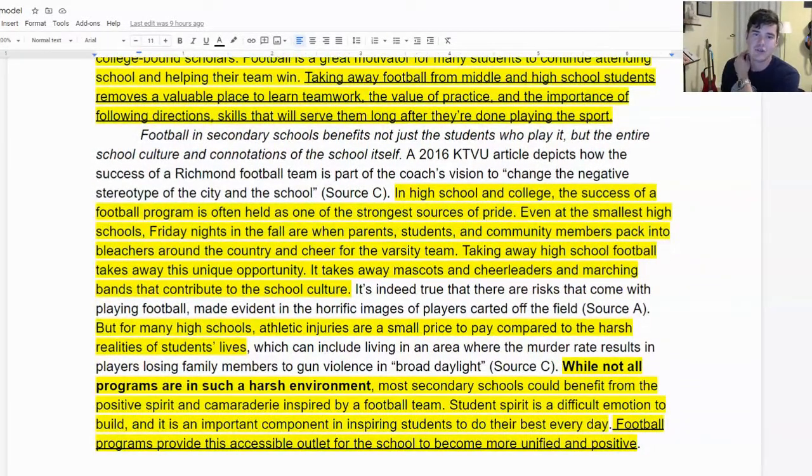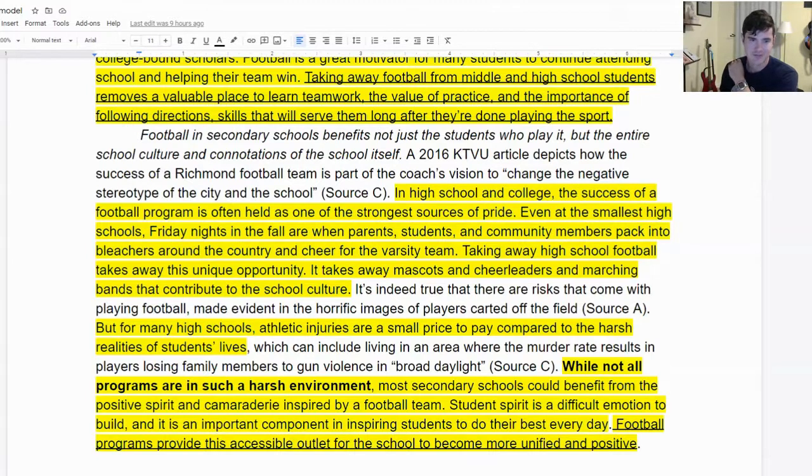A 2016 KTVU article depicts how the success of a Richmond football team is part of the coach's vision to, quote, change the negative stereotypes of the city and the school, source C. Now here comes my line of reasoning. In high school and college, the success of a football program is often held as one of the strongest sources of pride. Even at the smallest high schools, Friday nights in the fall are when parents, students, and community members pack into bleachers around the country and cheer for the varsity team. Taking away high school football takes away this unique opportunity. It takes away mascots and cheerleaders and marching bands that contribute to the school culture. And now a concession. It's indeed true that there are risks that come with playing football, made evident in the horrific images of players carted off the field.